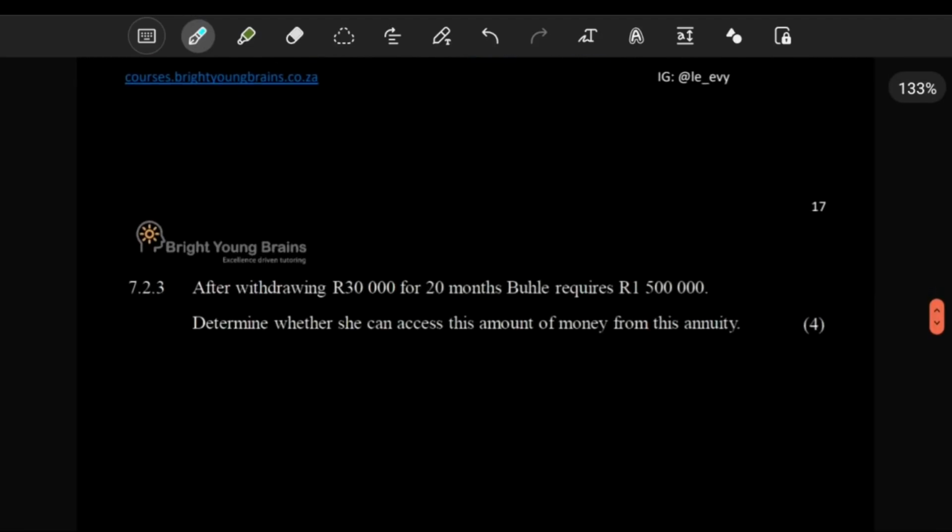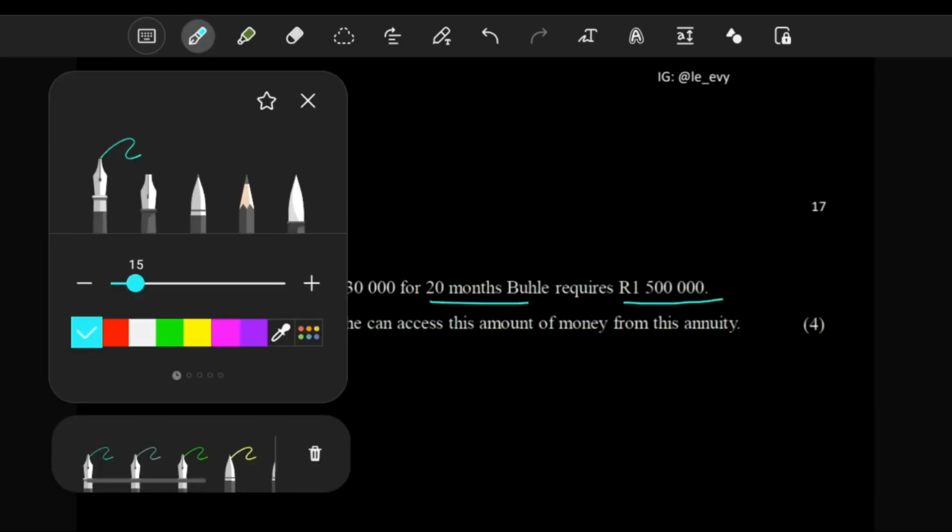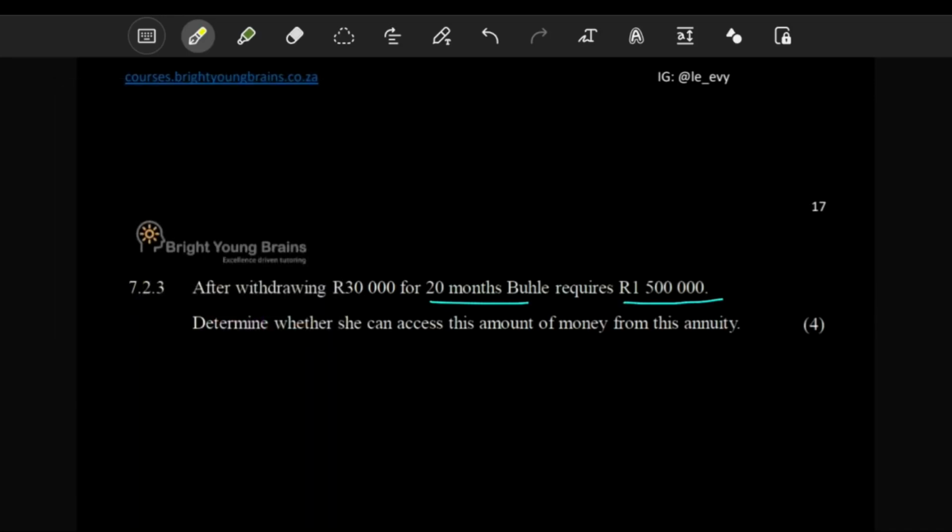For 4 marks here, it also says, after withdrawing 30,000 for 20 months, Buhle requires 1,500,000 rand. Ouch! Somebody wants to ball out. Maybe she wants to buy a house somewhere that she can rent out and get more money. You know, smart people, these ones. It says here, determine whether she can access this amount of money from this annuity.